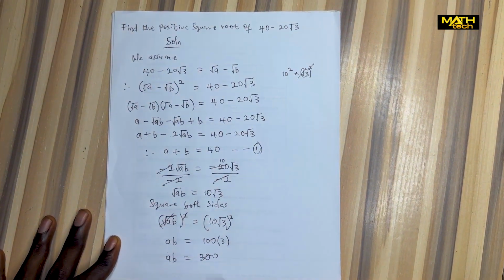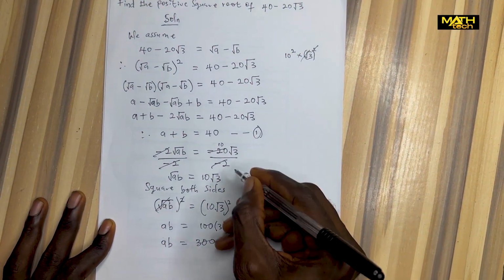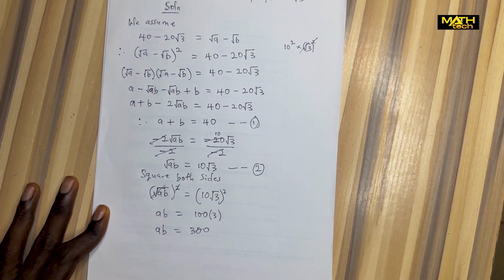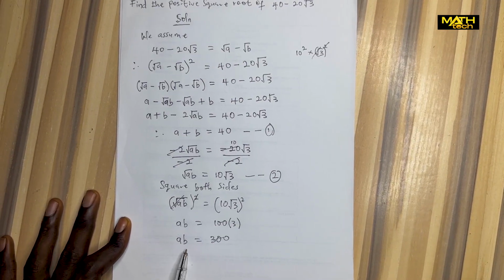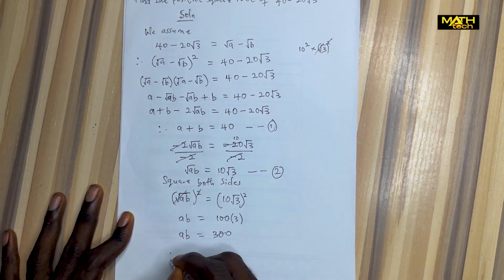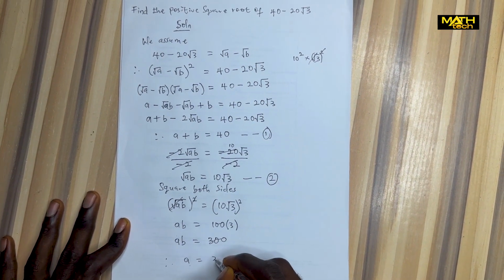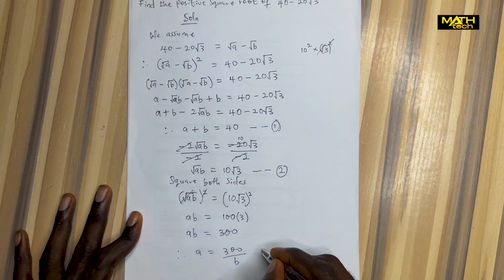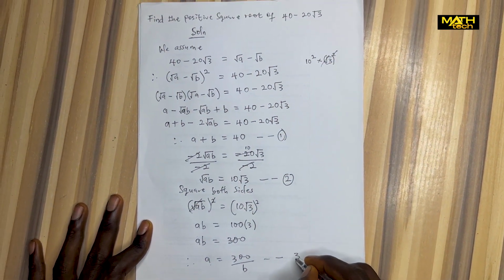At this point, before I finish this, let me call this equation 2. Let me call this equation 2, and I'll make a the subject of the formula at this point. So therefore, a will be equal to 300 over b. I only divided both sides by b, and I'll call this equation 3.